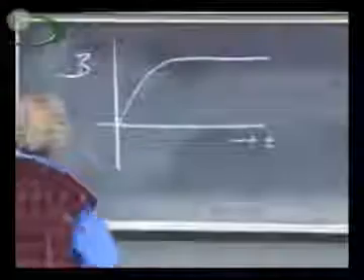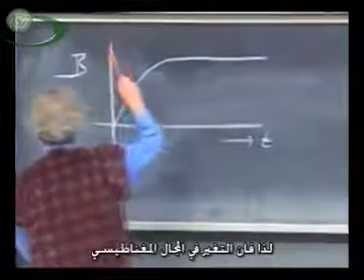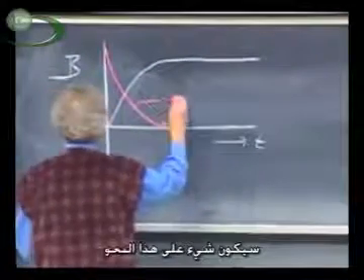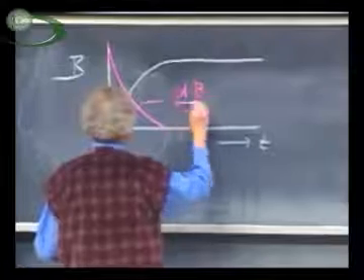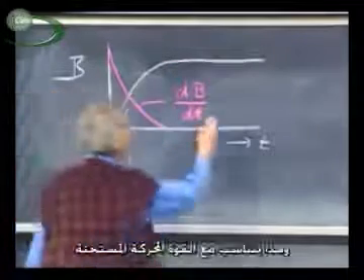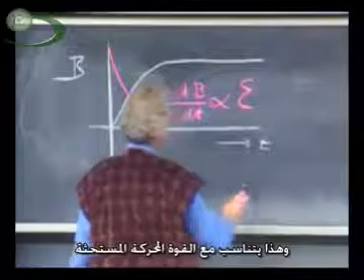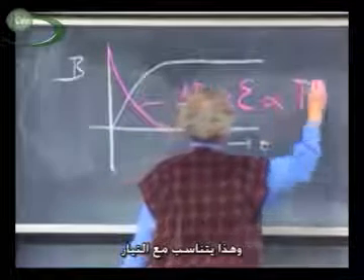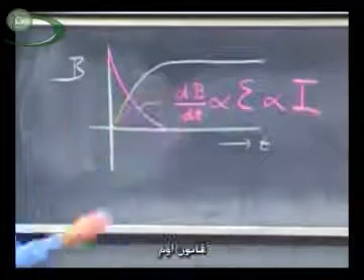We are not interested in the magnetic field. We are interested in the change of the magnetic field. So the change of the magnetic field, dB dt, is going to be something like this. That's the derivative of this curve. And that is proportional with the induced EMF, and that's proportional with the current through Ohm's law.